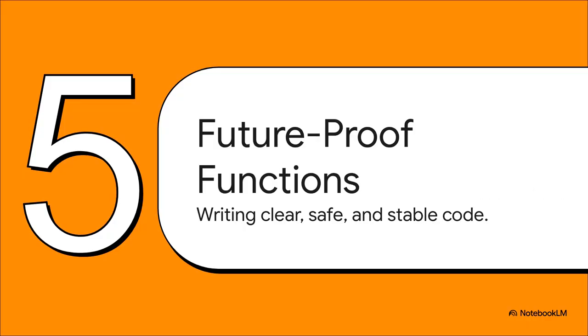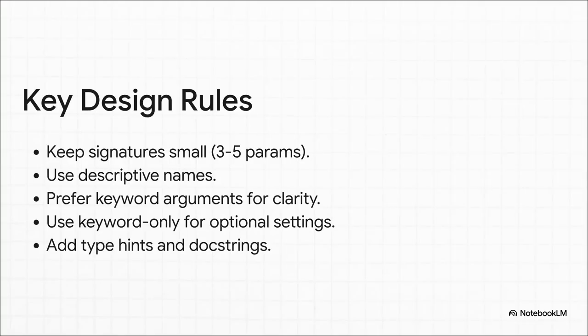Okay, let's put it all together now. Once you understand the sticky note model and you know your parameter types, you can start moving from just writing functions that work to designing functions that are a genuine pleasure to use. Functions that are crystal clear, safe, and super easy for you or someone else to update later on. Here are the golden rules for designing really solid functions. First off, keep the number of parameters small. If you're going past 5, you should probably rethink things.